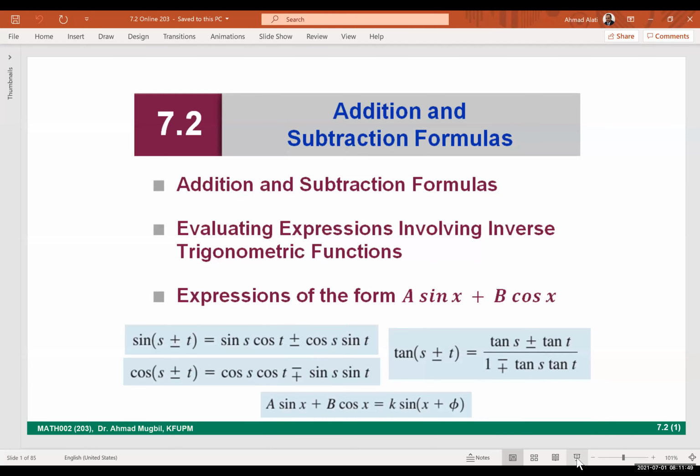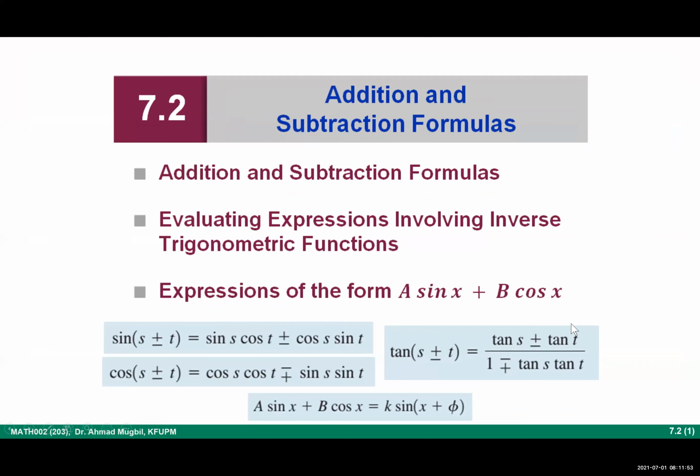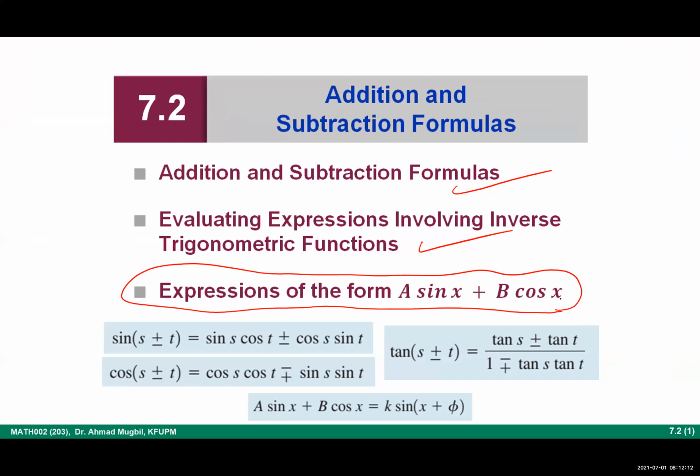So today, inshallah, we will continue 7.2. We will finish it today, inshallah. We have here three parts in this section. What are the addition and subtraction formulas? We are already done with this part. Evaluating expressions involving inverse trigonometric functions. Also, we have finished this part. Today, inshallah, we will take this part, which is, by the way, related to the ones that we have mentioned before.